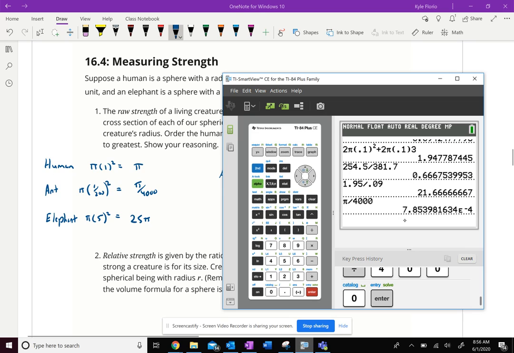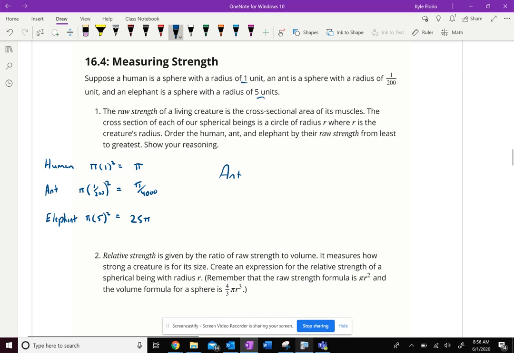Yeah, very, very small. You've got to move the decimal place to the left, it's going to be like 0.0007, so very small. So ant, and then the human, and then the elephant. Least, greatest. This was pi over 4,000. This was pi. This was 25 pi.